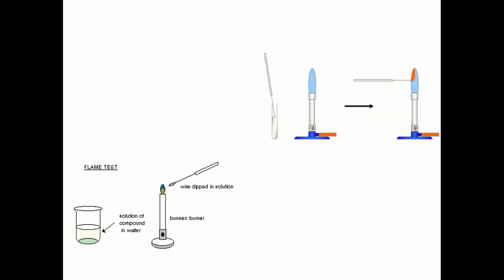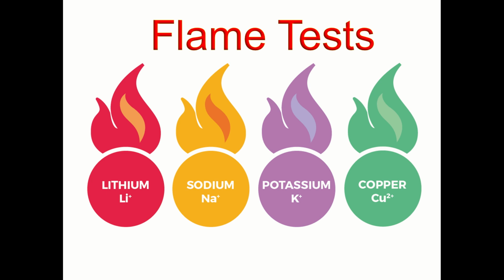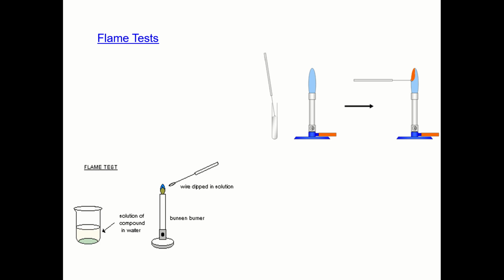So let's look then at how we can identify some metal ions using what we call flame tests. So you need to know two things. You need to know how you do a flame test, and then when the result of the flame test is known, what does that actually tell you?